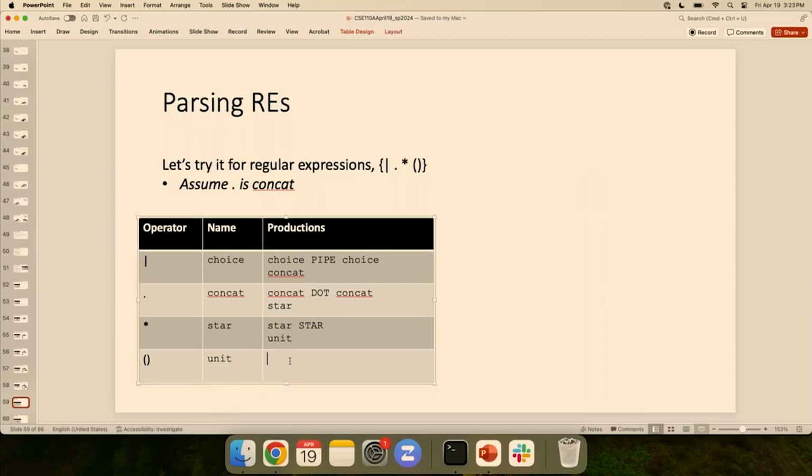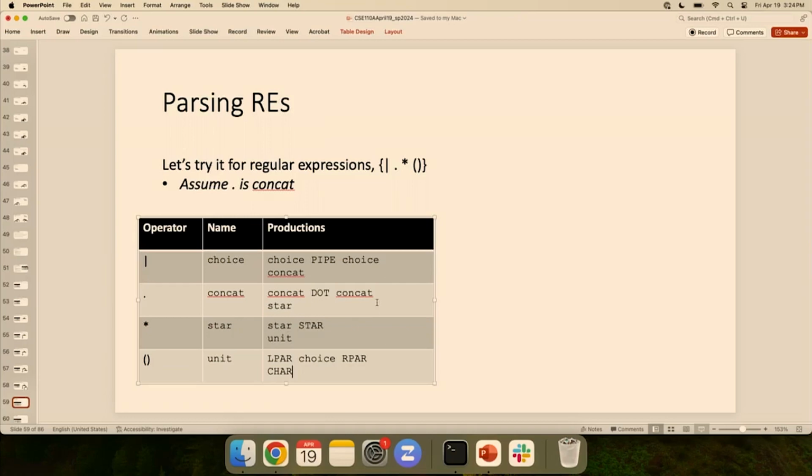Okay, and then our unit is lpar. And again, if you surround something by parentheses, you restart your precedence, right? You can put a choice inside of parentheses. So L star or lpar choice rpar, or remember we said the base case of a regular expression is a character. So I think this is kind of interesting.